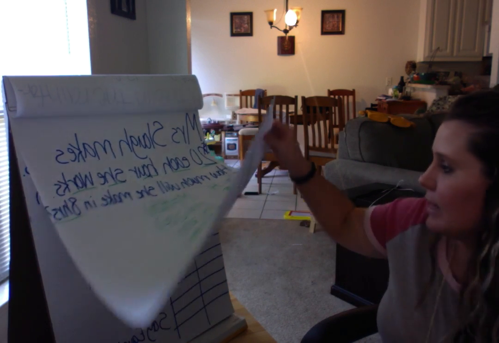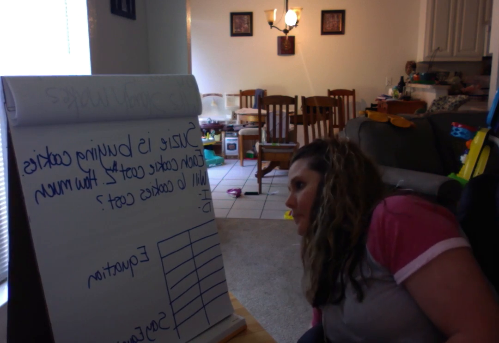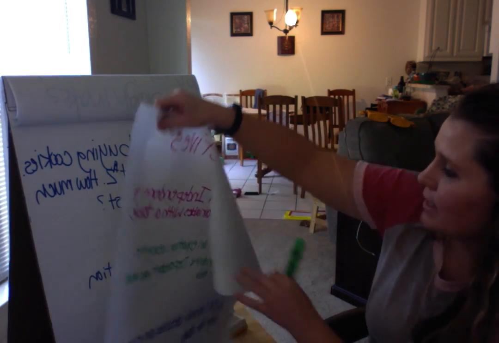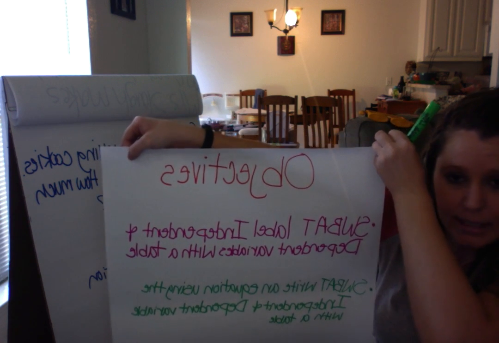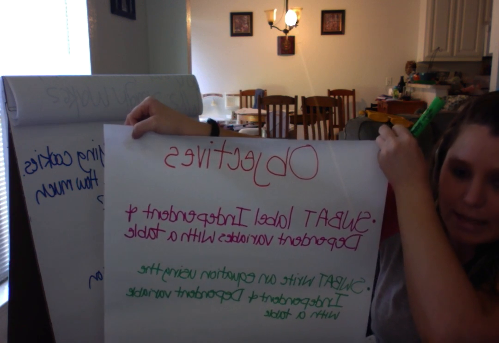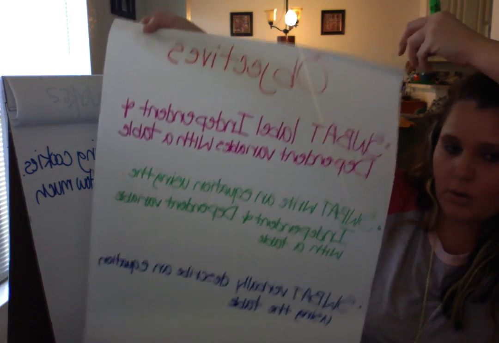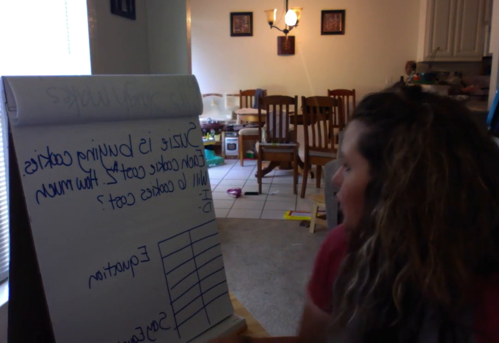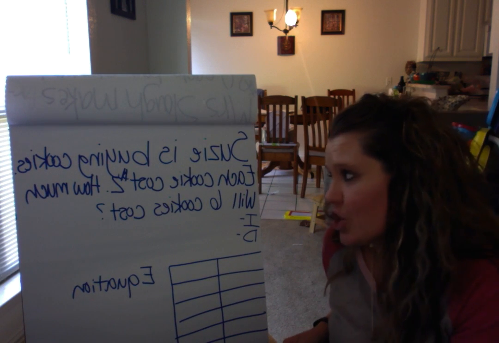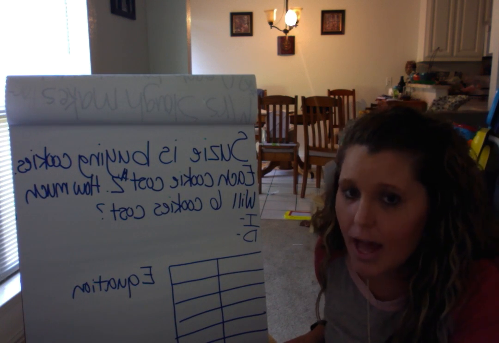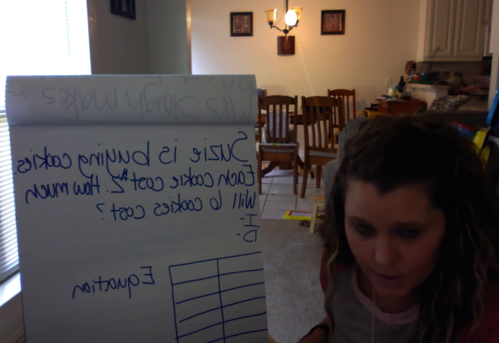Okay, let's make sure that we can meet our objectives. Again, our objectives are to label the independent and dependent variable, write an equation, and say an equation. Let's see if we can meet those. Last problem: Susie is buying cookies. Each cookie costs her $2. How much will 6 cookies cost Susie?